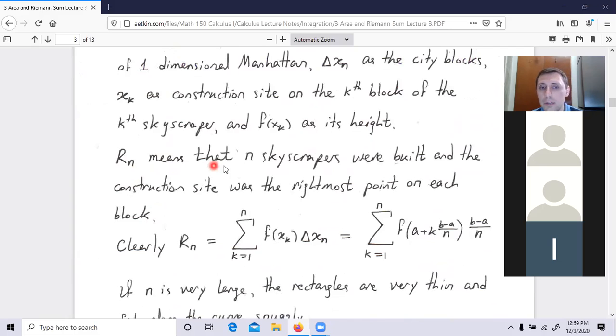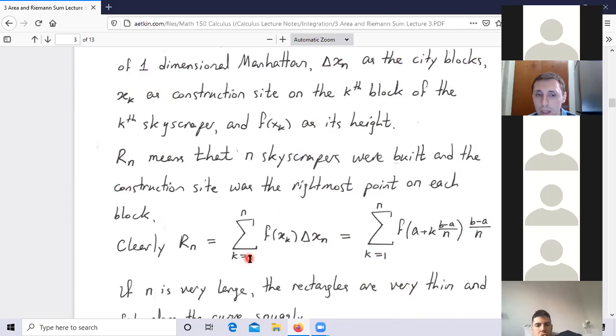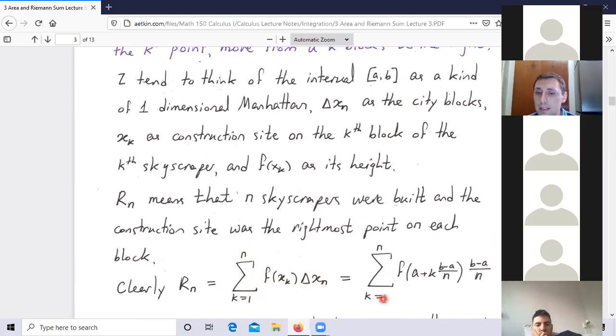Okay, so Rn means that we will create n thin skyscrapers. And the formula is this, right? The formula for the combined area of those skyscrapers is the sum from k equal to 1, from the first rectangle to the nth rectangle, and the area of each rectangle is the function evaluated at the right point xk multiplied by the width of the rectangle. Good? So it's the sum from k equals 1 to n of f(a plus k times (b minus a) over n), where xk is the directions to get to that point from a, times (b minus a) over n.